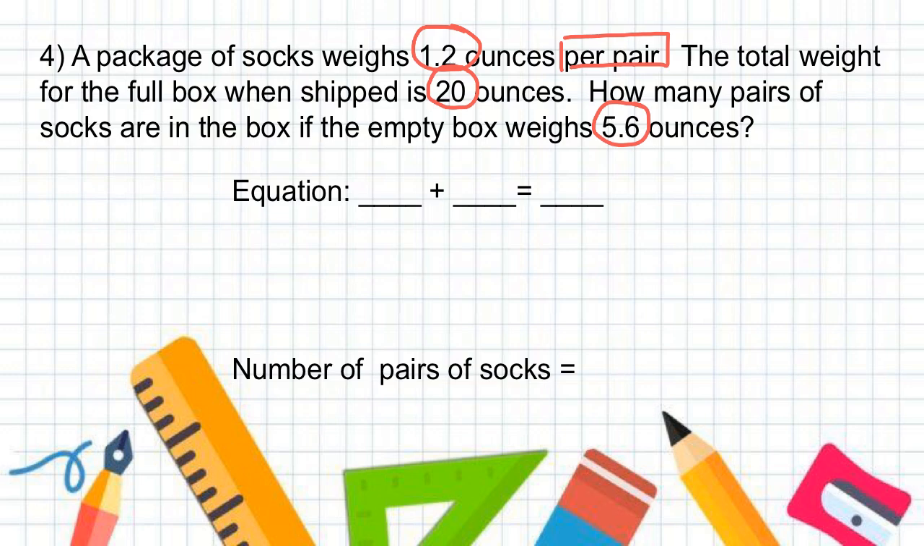All right, it looks like our socks, we're going to have 1.2 ounces every time we have a pair of socks, because that's going to happen over and over. It gets a letter. Plus 1 box at 5.6 ounces makes the full shipping weight of 20 ounces. All right, now that you have the correct equation, I want you to go ahead and pause me again and solve this.